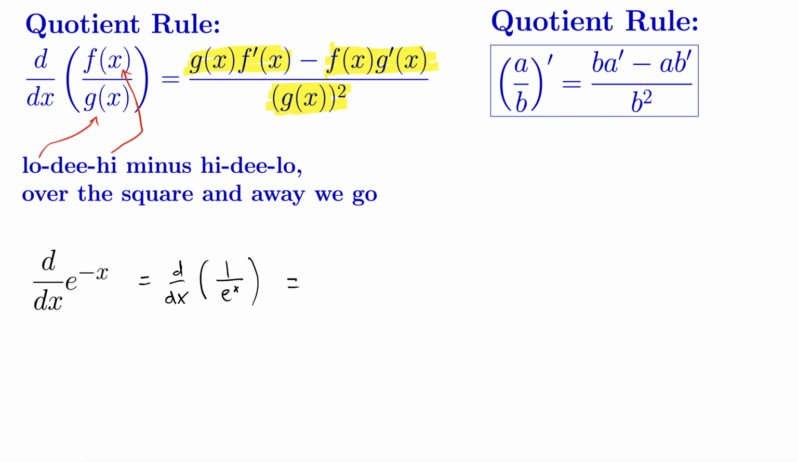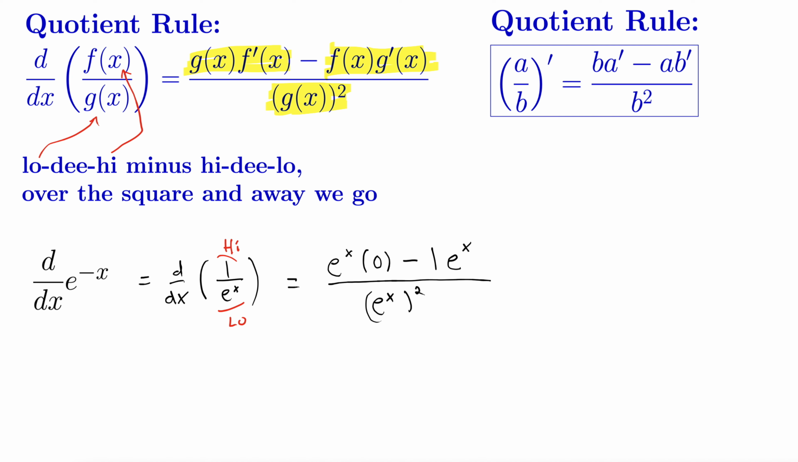Okay, so we have our low and our high. The low is e to the x, and our high will just be 1. Okay, using the jingle, we have lo-dee-hi, so low is simply e to the x, d-hi. Well, the derivative of 1 is 0, all right, minus hi, 1, d-low. Well, the derivative of e to the x is simply e to the x. Over the square and away we go. So that'll be e to the x quantity squared.